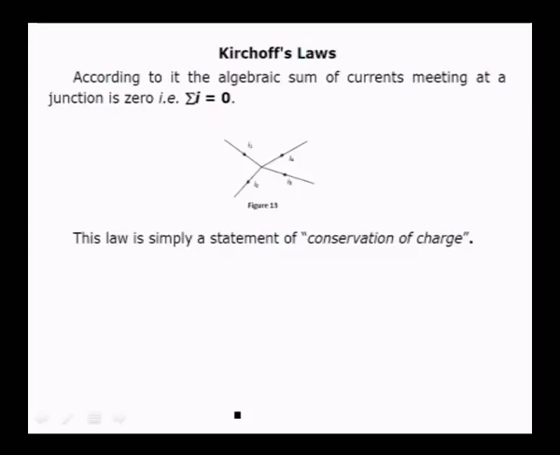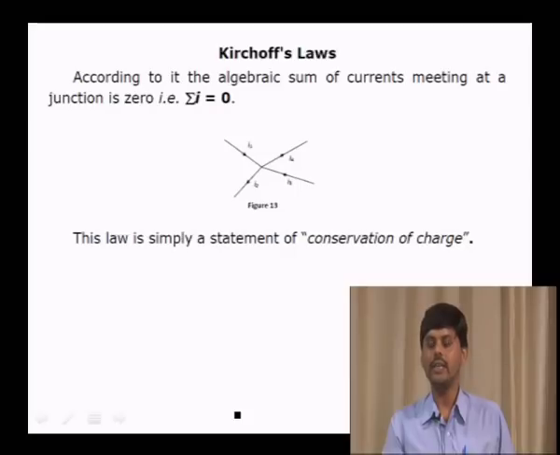According to the law, the algebraic sum of the currents meeting at a junction is 0. Mathematically, we can write sigma I is equal to 0. In the diagram given, some of the currents are entering the node, and some of the currents are leaving the junction, but the algebraic sum of the currents at this junction should be equal to 0. That is the meaning of the sigma I.